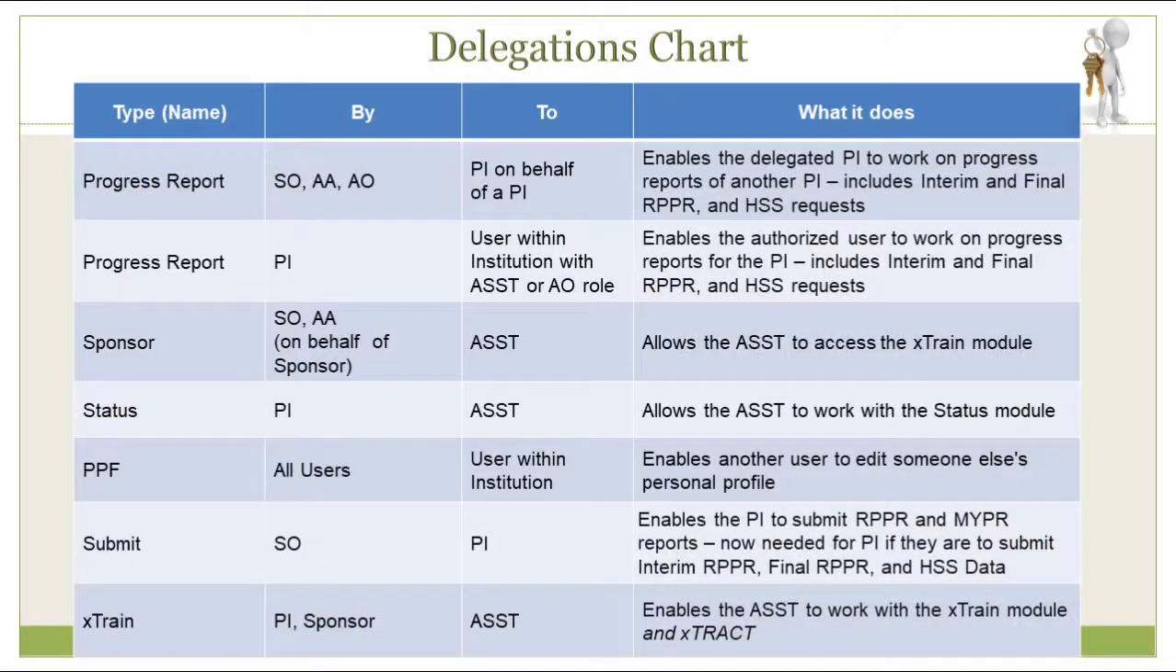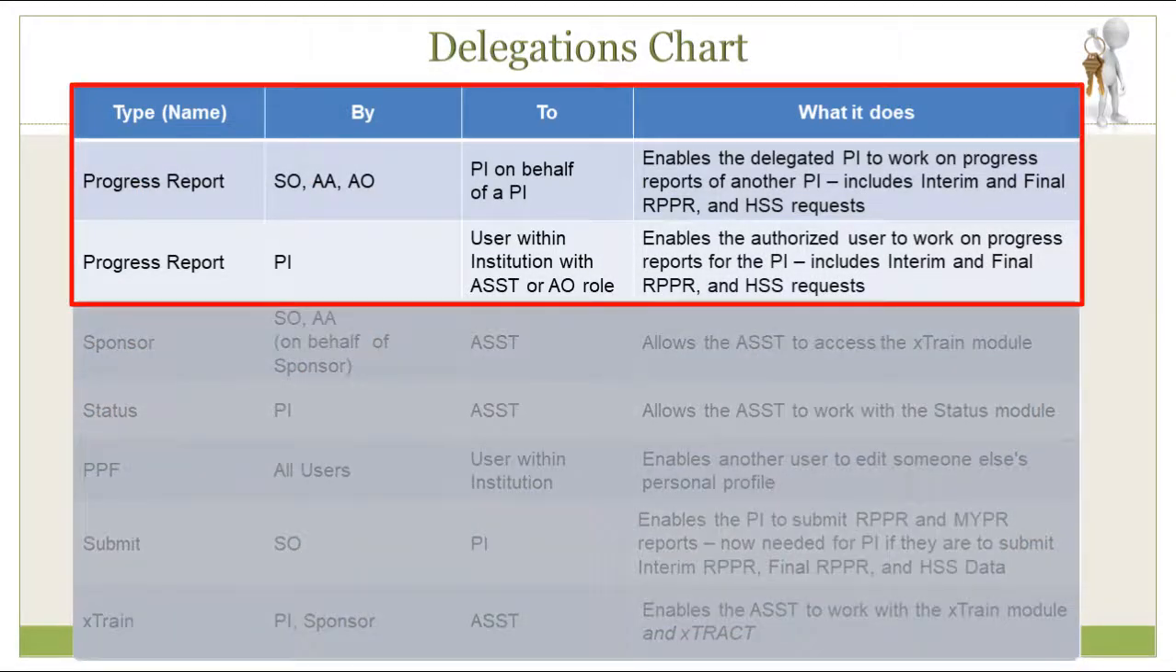The first delegation we're going to speak of is progress report. The progress report delegation allows someone to work on your progress reports, your RPPR, which is your Research Performance Progress Report, or make changes in the Human Subject System, which is HSS. It allows for both of those. The progress report can be delegated either by the PI to someone within their institution or by the SOAA or AO on behalf of the PI to someone in their institution.